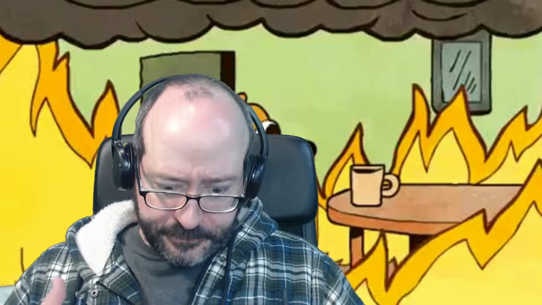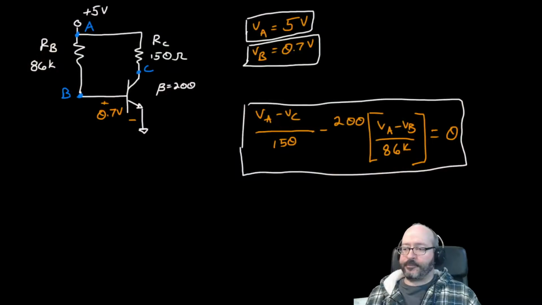Then we want to push it to saturation so that it's a short, and we want to push it to cutoff so that it's an open, right? So we can represent a 0 and a 1. So we can take this same circuit, and that's what we're going to do. We're going to start with the same circuit. Let's take a look at that.